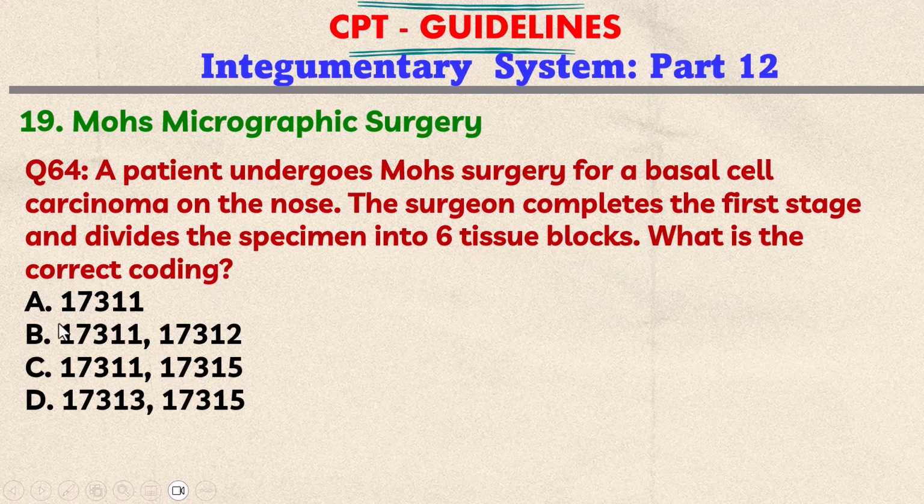So there are 4 answers available. Take your CPT codebook and find the answer. Here you have to highlight this is Mohs surgery for basal cell carcinoma of the nose, first stage, and 6 tissue blocks. So when you look at the answer, all answers are adjacent codes, so you can use the elimination method for the exam. But for learning purposes, let's use the CPT alphabetic index.